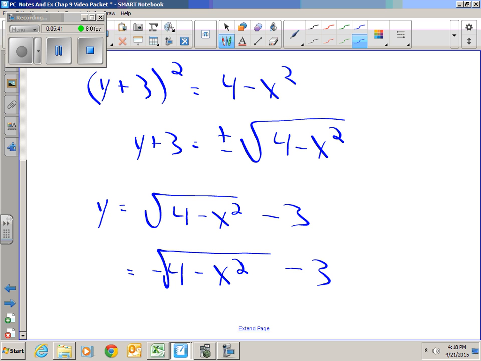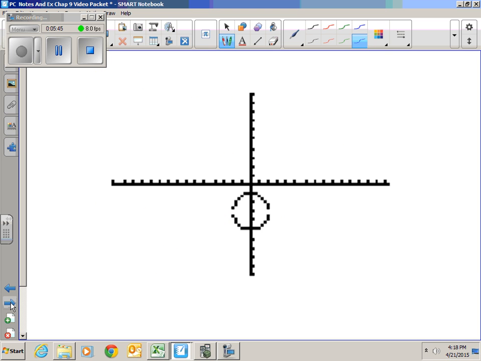Go ahead and punch both of those into your calc, and you should get a picture that looks something like that. It's a circle. And I actually did that in a ZoomSquare 5, which is the zoom square, so you can see that it is a circle and not an ellipse.